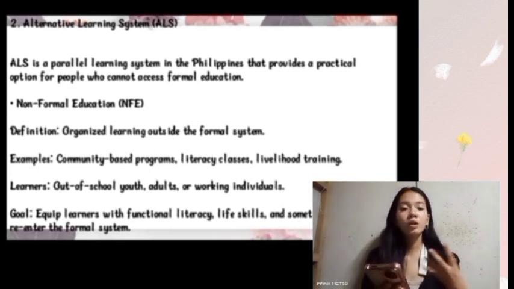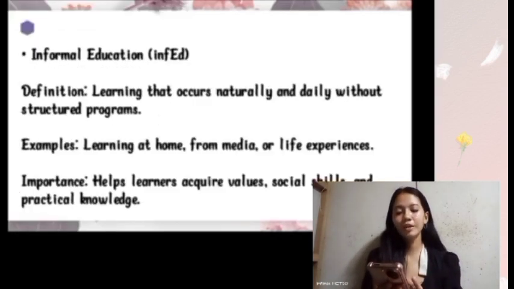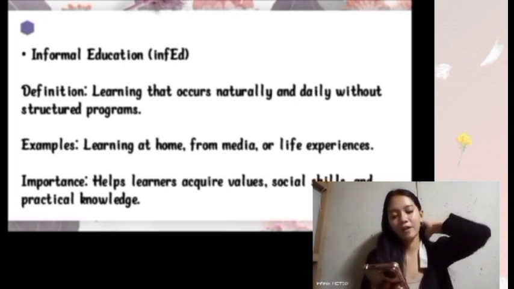So the goal of this is to equip learners with foundational literacy, life skills, and sometimes help them re-enter the formal system.